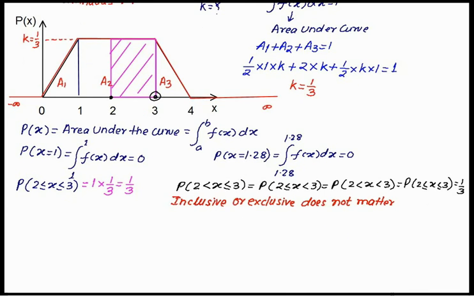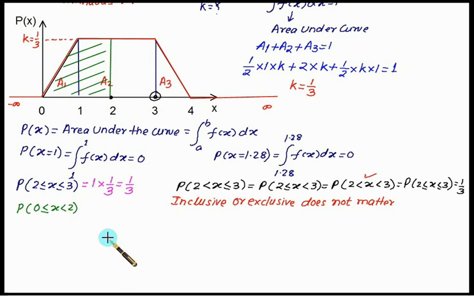So please note here that whether the values are inclusive or exclusive does not matter. Whether the upper limit or lower limit is inclusive or exclusive does not matter for us. Suppose we want to find the probability P of 0 less than x less than or equal to 2. This time we are interested in the total area from 0 to 2. Now we can calculate this area in two steps, because there is one triangle and one rectangle.